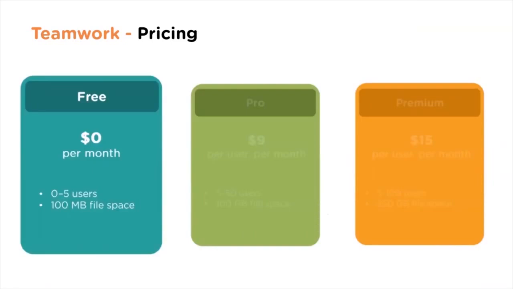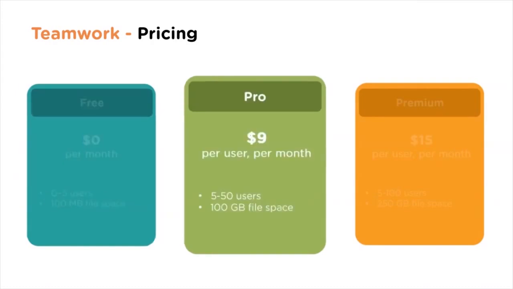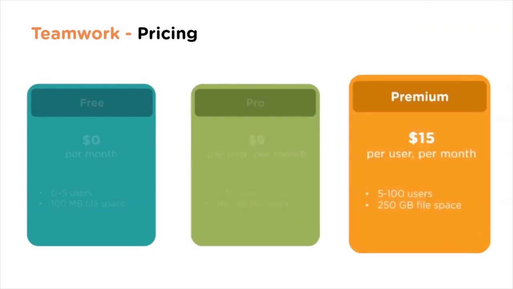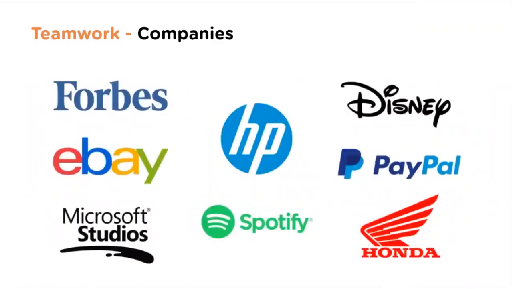The pricing includes 0 to 5 users and 100 MB file space is provided free of cost, whereas Pro version includes 5 to 50 users, 100 GB file spaces, which cost $9 per user per month. Premium version costs around $15 per user per month, which includes 5 to 100 users and 250 GB file space. The organizations who use Teamwork are Forbes, eBay, Microsoft Studios, HP, PayPal, Disney, Honda.